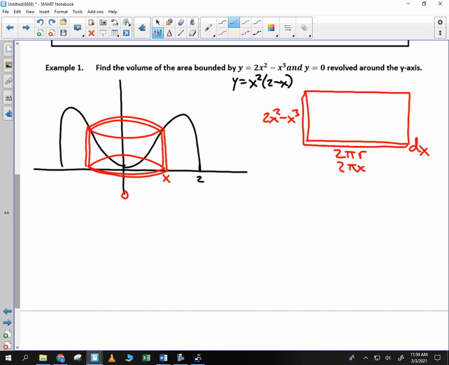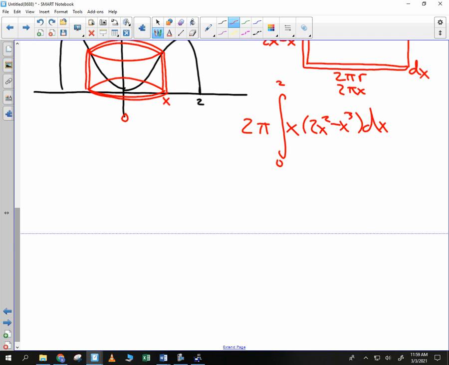So I'm going to multiply all those together. 2 pi times x times 2x squared minus x cubed dx. That's the volume of one. I want to do an infinite number. What are my bounds? 0 to 2. And that's the setup. Rest is easy.